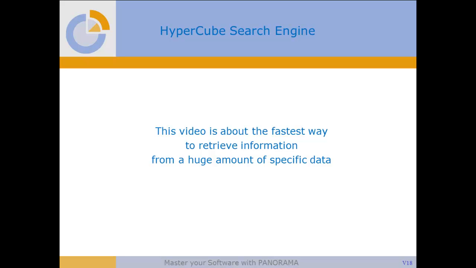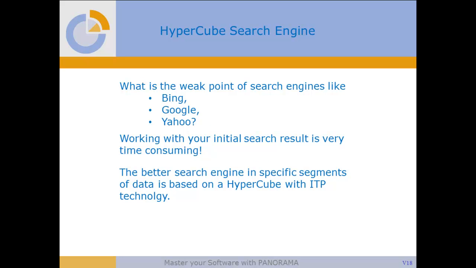This video is about the fastest way to retrieve information from a huge amount of specific data. What is the weak point of search engines like Bing, Google and Yahoo? Working with your initial search result is very time consuming. The better search engine in specific segments of data is based on a HyperCube with ITP technology.